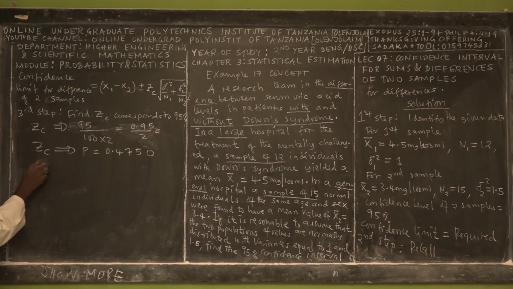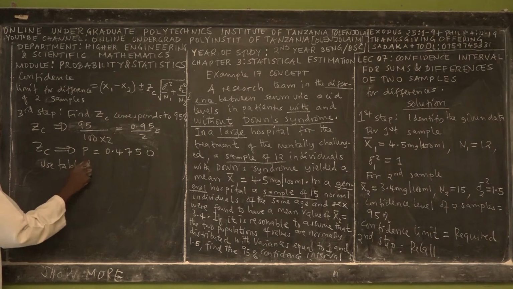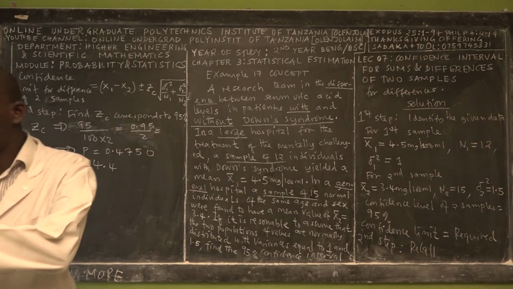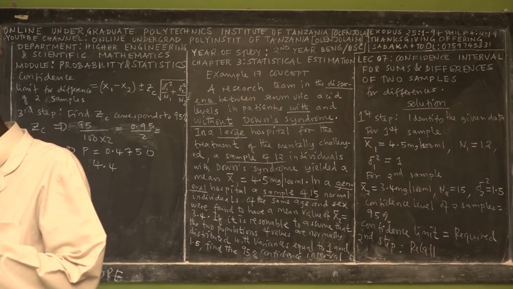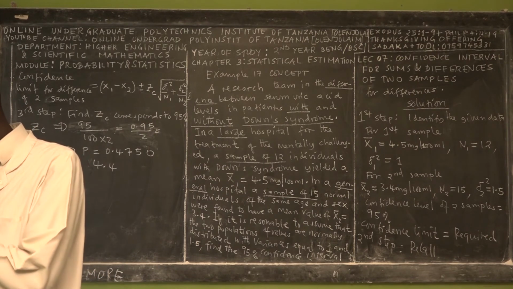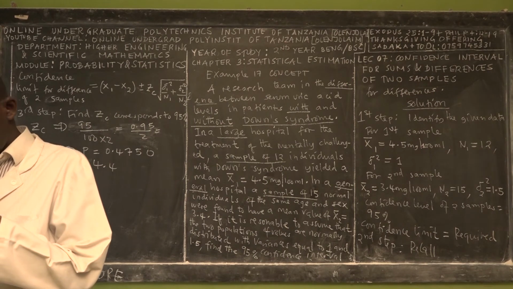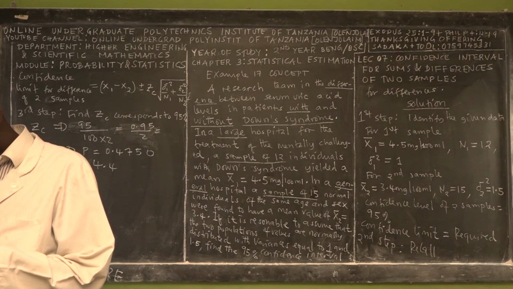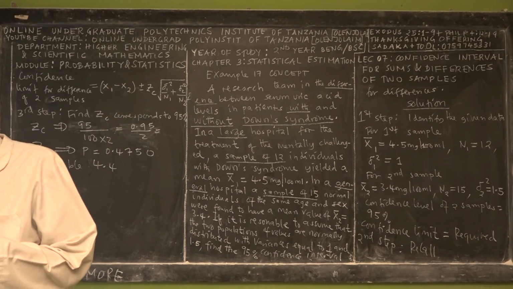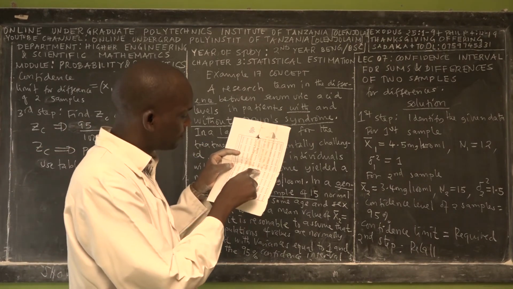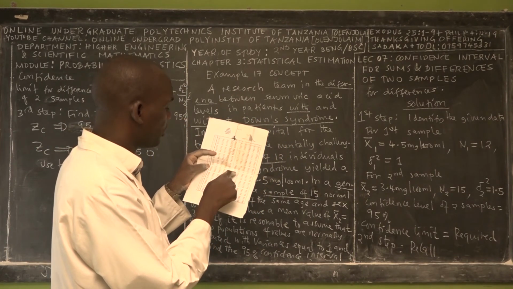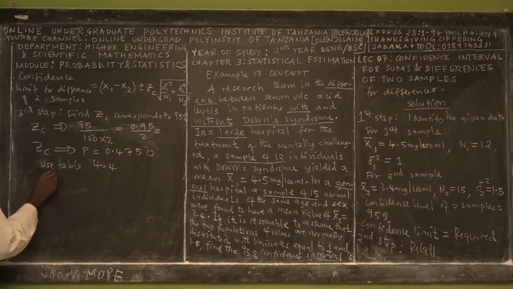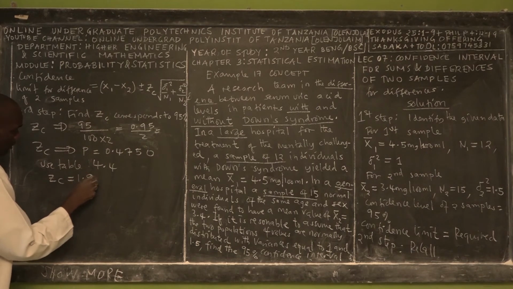So if you use table 4.4, you have your table 4.4. So we're looking for 0.4750. Yes, the answer is this one: 0.4750. The answer is 1.96. So use table 4.4, and it is 1.96.